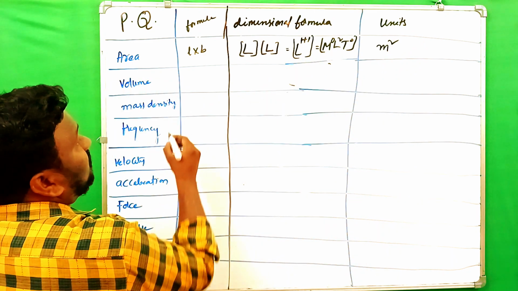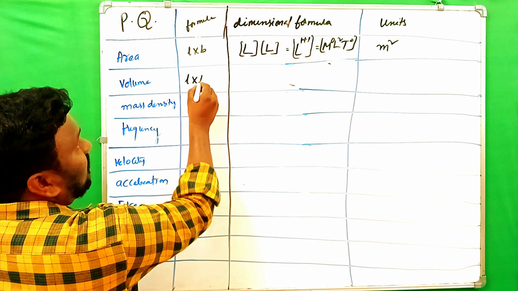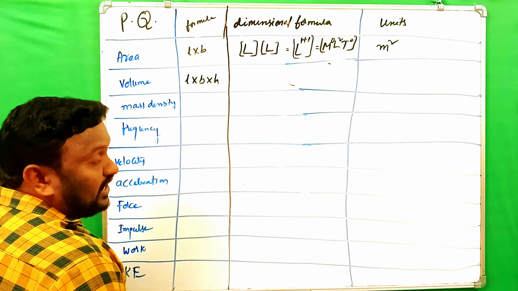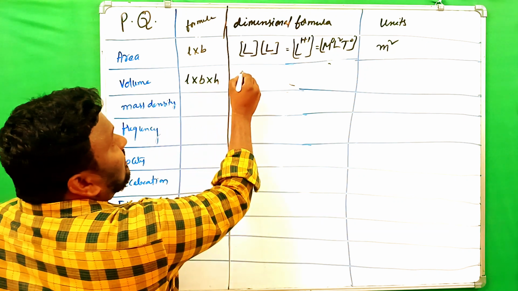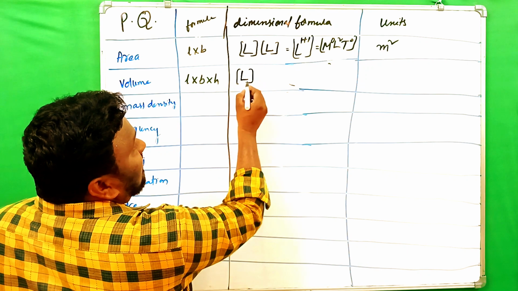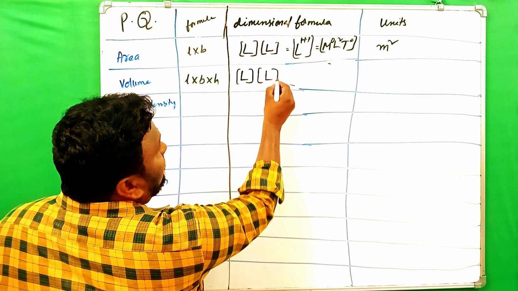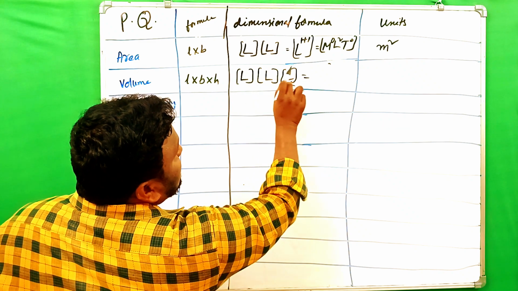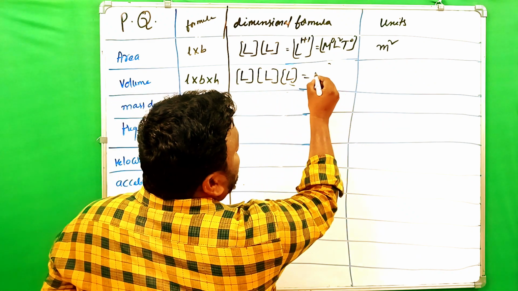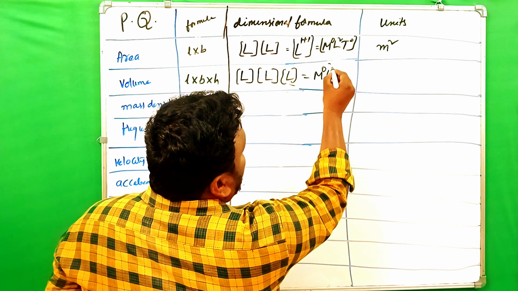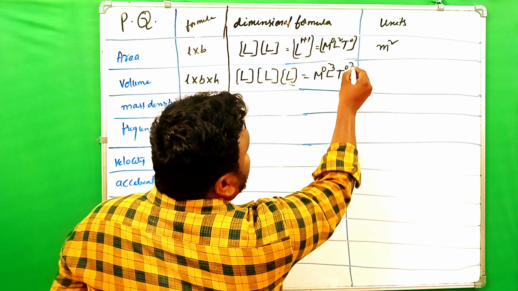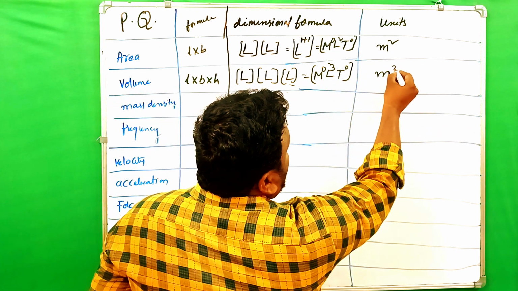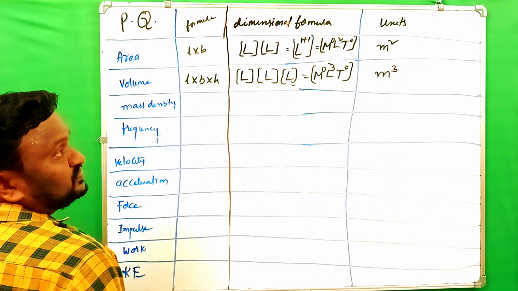And similarly volume, the formula is what? Length into breadth into height. So already length we can take in fundamental quantities, length here L, again L, height also L. So then L to power of 1 plus 1 plus 1, L cube. That means m to power of 0, L cube and t to power of 0. Then the units are what? Meter cube. Clear?